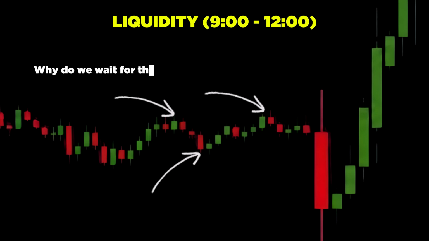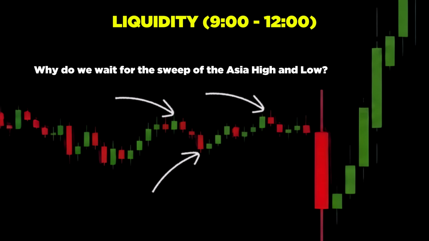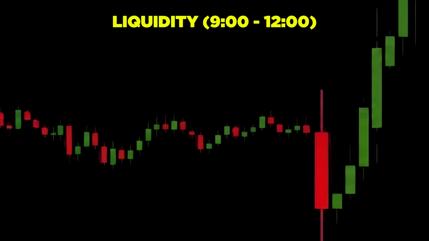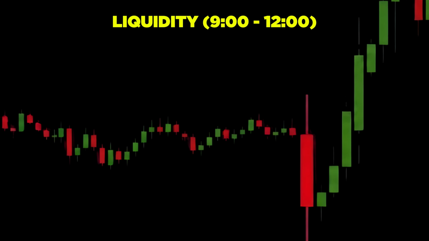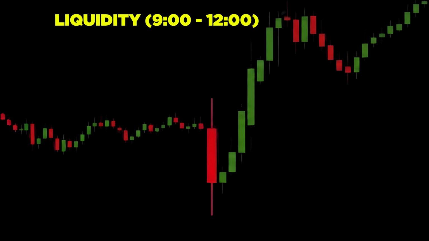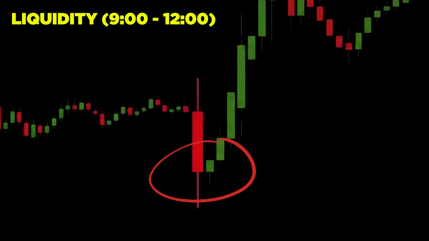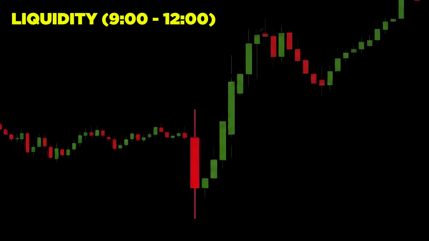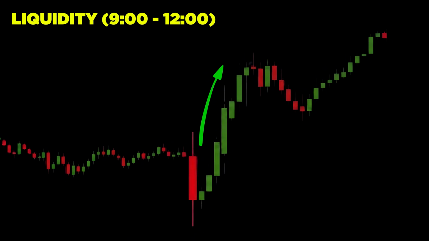Liquidity. 9 o'clock to 12 o'clock. Why do we wait for the sweep of the Asia high and low? Because that's where the money of retail traders is located. They usually place their stop losses just above the high or below the low of that box. The market will push price through these levels to grab liquidity, like refueling a car before the real move begins.